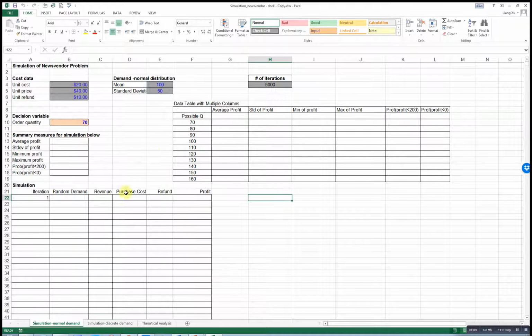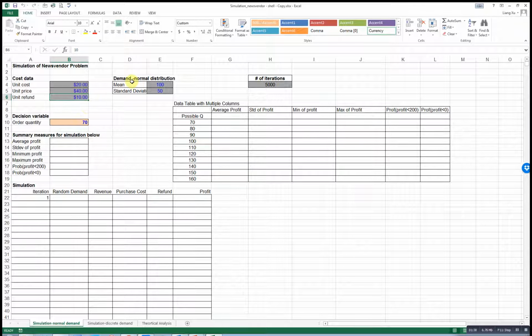This is the shell I provide you. It has the very basic input here. The unit cost of a product is $20 and the price is $40. You can sell for $40, and for each unit you return to the publisher you can get a refund of $10. That's the salvage value of your leftover inventory.